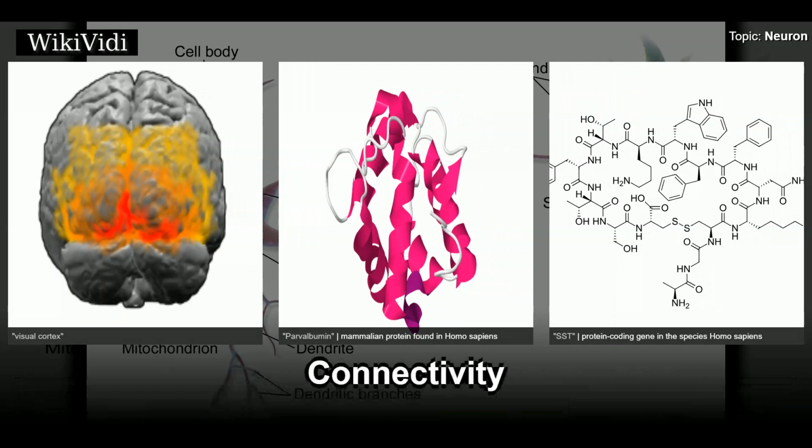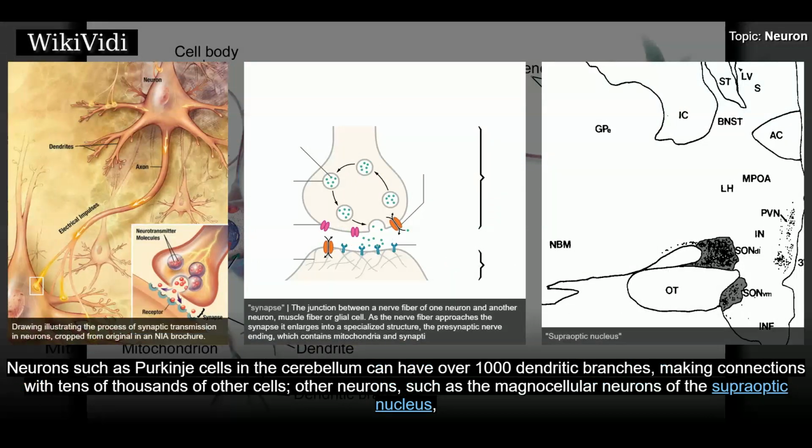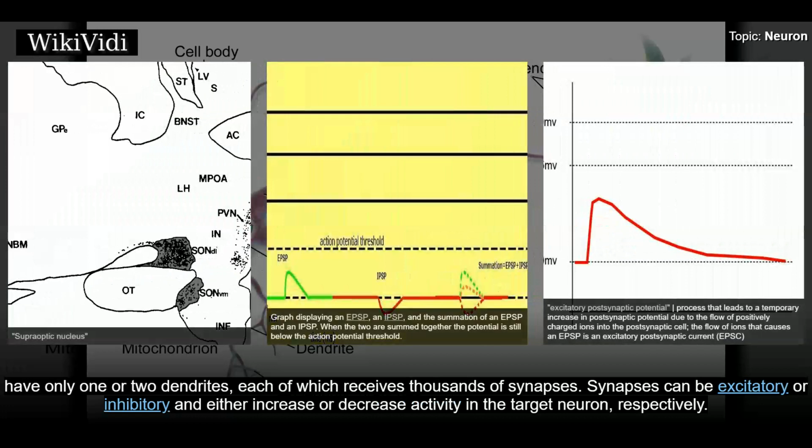Connectivity: neurons communicate with one another via synapses, where either the axon terminal or an en passant bouton of one cell contacts another neuron's dendrite, soma, or, less commonly, axon. Neurons such as Purkinje cells in the cerebellum can have over 1,000 dendritic branches, making connections with tens of thousands of other cells. Other neurons, such as the magnocellular neurons of the supraoptic nucleus, have only one or two dendrites, each of which receives thousands of synapses.